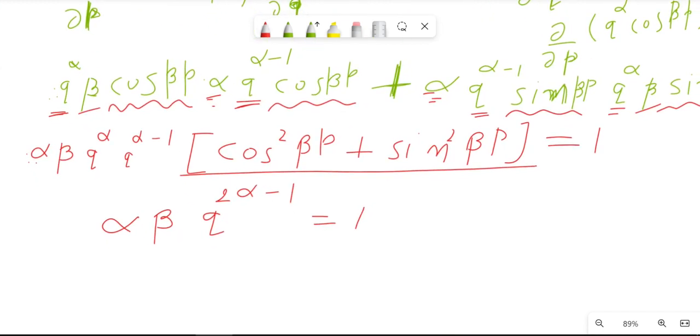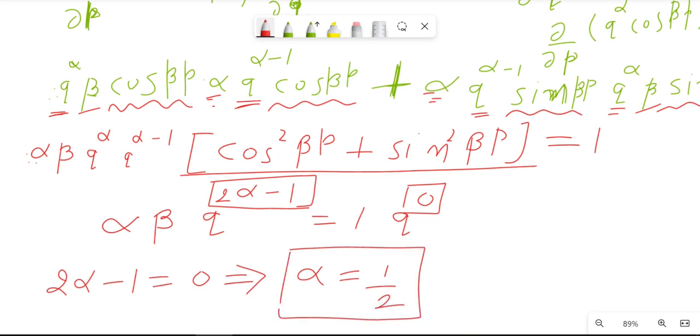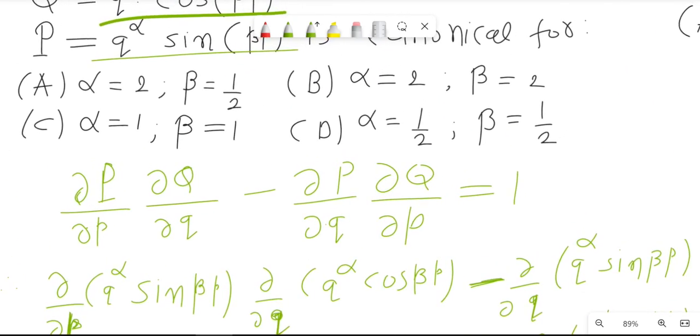Here you can see the q term is absent, so can you write this as q raised to 0, and now you can compare the power of q on both sides. So it will be 2 alpha minus 1 is equal to 0. That implies alpha must be equal to 1 by 2. And first of all, look at the options. There is only one option where alpha is 1 by 2. So option D will be correct.